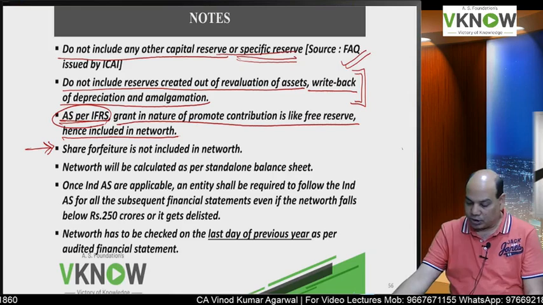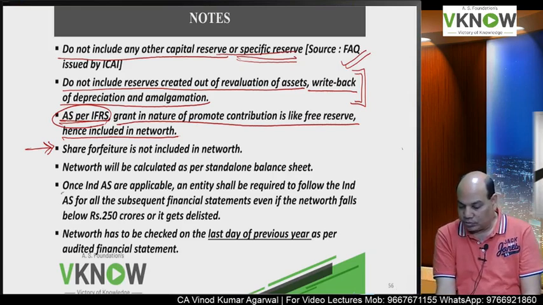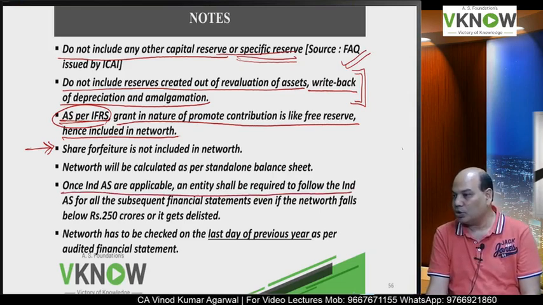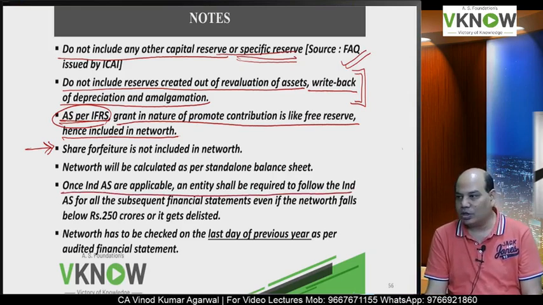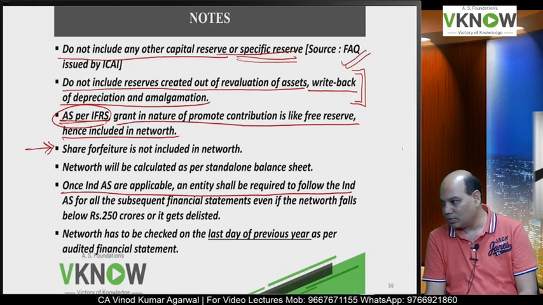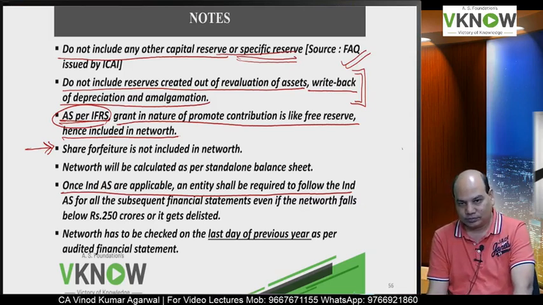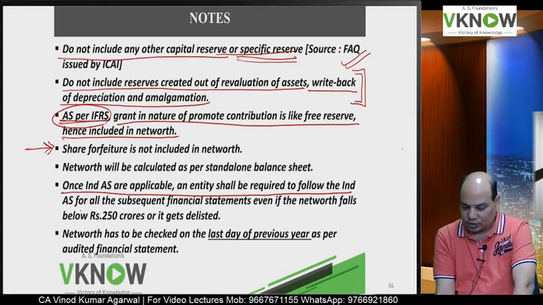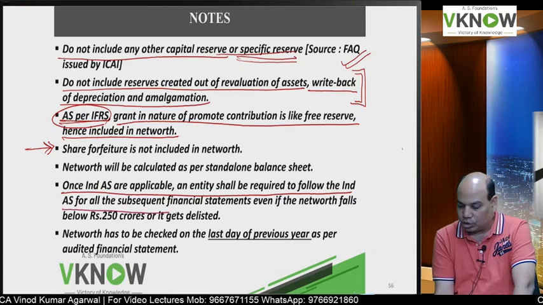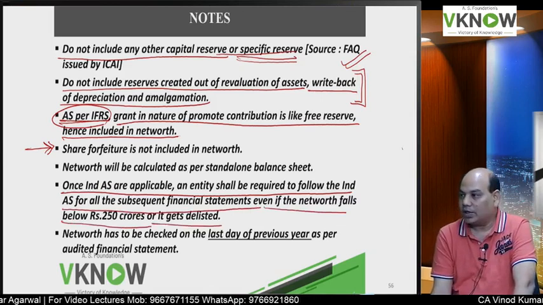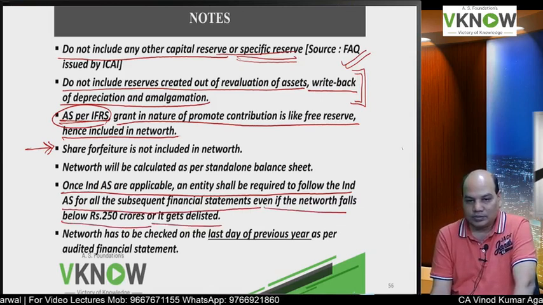Okay. Next question, one student had asked also, what if the net worth falls below the prescribed limit or if the company becomes unlisted? Once you have followed Ind AS, an entity will be required to follow Ind AS for all subsequent financial years, even if the net worth gets below 250 crore or it gets unlisted.